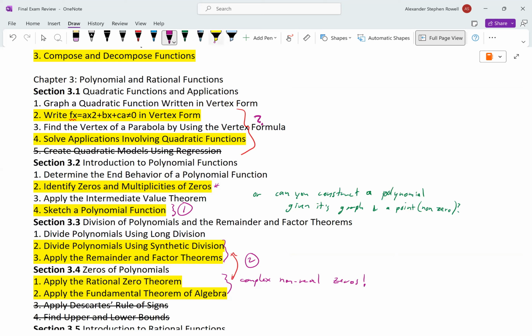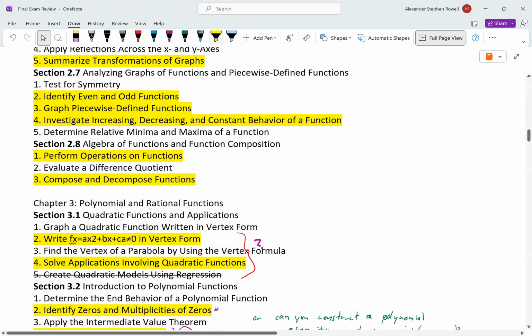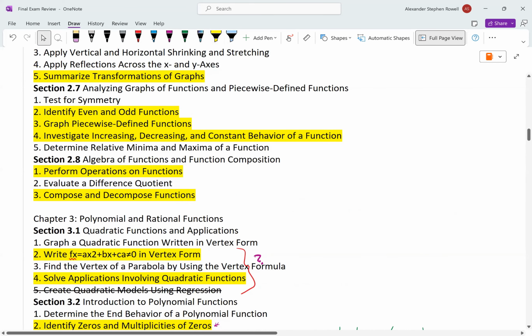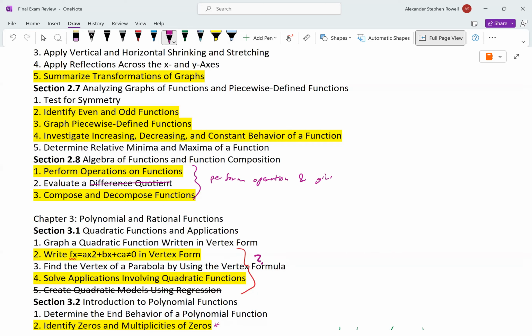So I'm not sure if I'm going to ask a question from here, but if I do, it'll be one of these two. So the application of quadratics is you're finding a maximum or minimum, so you just need to find the vertex. Use the vertex formula. Operations on functions or composition of functions. Can you perform those? And I'm omitting the difference quotient, which you did on the previous test. You'll see it again if you go into calculus. Can you perform the operation and give the domain of the function?